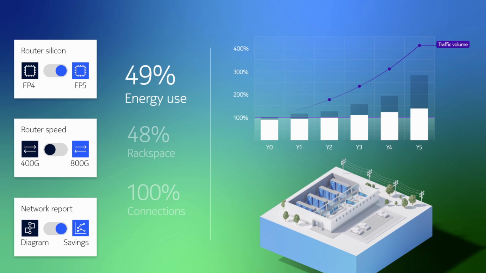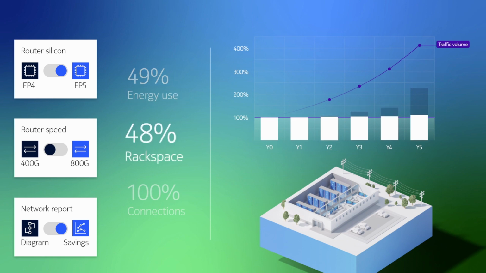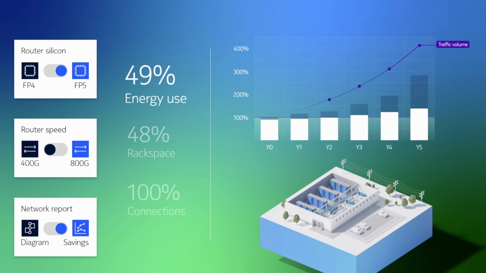The superior density of FP5 hardware resulted in a significantly lower 48% of equipment rack space. FP5 routers accommodated over 4 times more traffic than equivalent FP4 platforms in the same chassis. Upgrading the FP5 routers with 800G optics decreased network energy use from 49% down to 45% compared to the FP4 baseline network equipped with 400 GE optics.